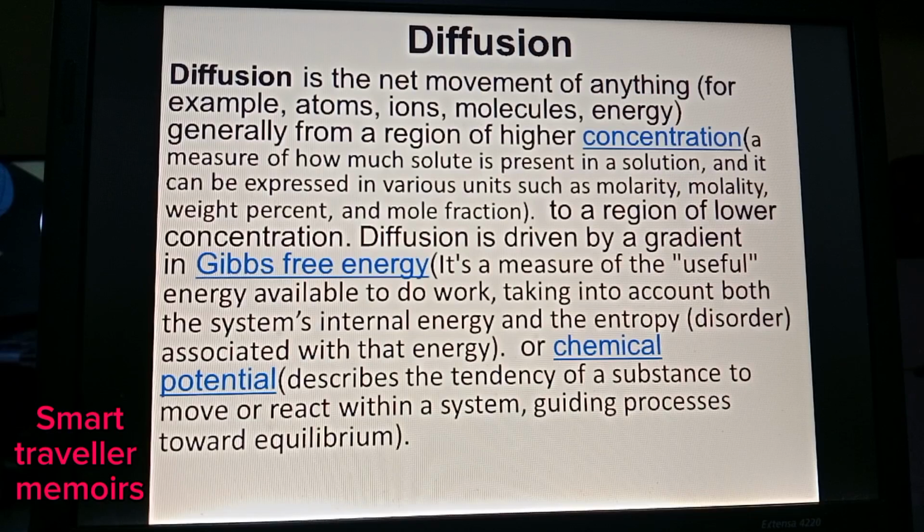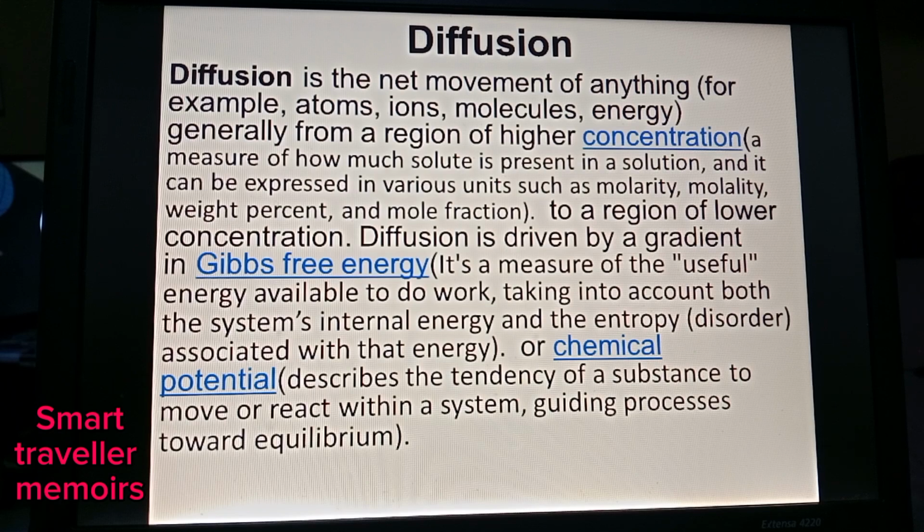On the other hand, diffusion is the net movement of anything, for example atoms, ions, molecules, or energy, generally from a region of higher concentration. Concentration is a measure of how much solute is present in a solution, and it can be expressed in various units such as molarity, weight percent, and mole fraction, to a region of lower concentration.